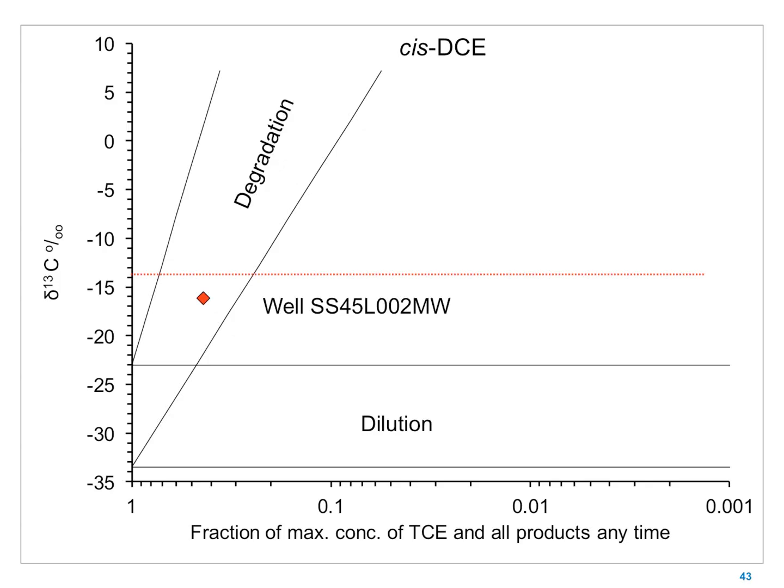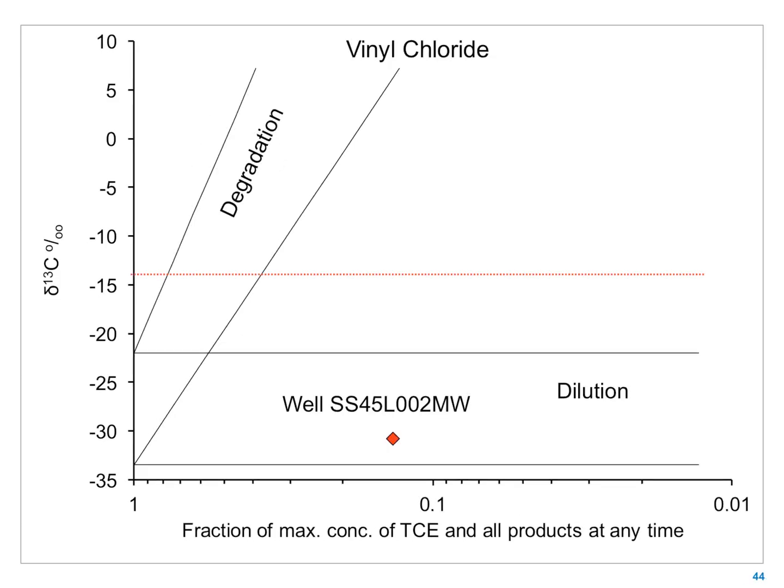Well, the cis-DCE stable isotope analysis falls right in the degradation portion of the figure, though it's a little bit below that absolute boundary. But that's a reasonable indication that it's degrading. It's just not absolute proof. Next slide.